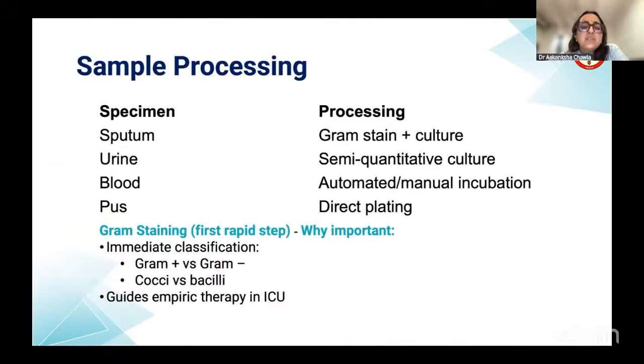Once the sample is received at the lab, ID'd and everything is labeled properly, the sample is processed. Now, for processing, the sputum sample is put to gram stain and culture. Urine is for semi-quantitative culture. Blood, whether automated or manual incubation, and pus is directly plated.